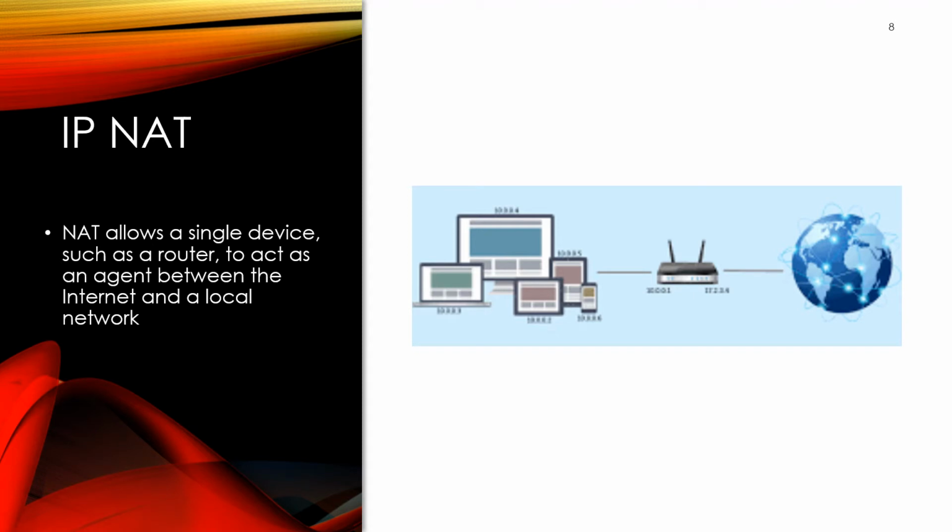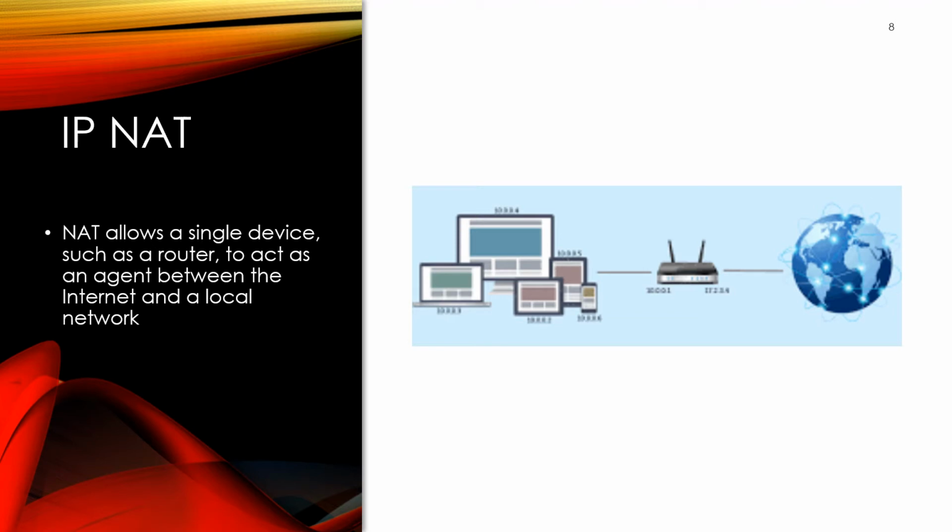So, IP NAT. Basically, NAT allows a single device like a router to act as an agent between the internet, or a public network, and a local or private network, which means that only a single unique IP address is required to represent an entire group of computers to anything outside their network. NAT is designed for IP address conversion. It enables private IP networks that use unregistered IP addresses to connect to the internet.